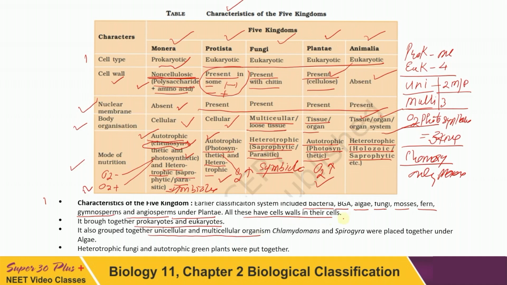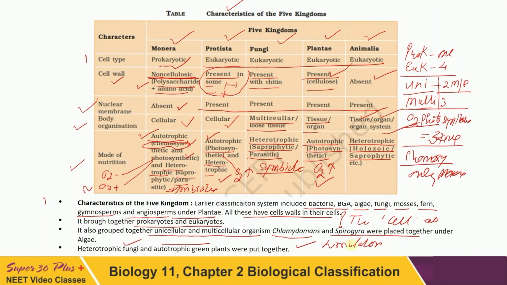We are talking about the two kingdom classification. You are getting my point. Fungi and green plants were placed together. Why? Because both of these were having a cell wall. So in this context, if you are asked what are the characteristics of the five kingdom classification, first we have to see what are the shortcomings of the two kingdom classification. In the same way, heterotrophic fungi and autotrophic green plants were put together. These were the limitations of the two kingdom classification.